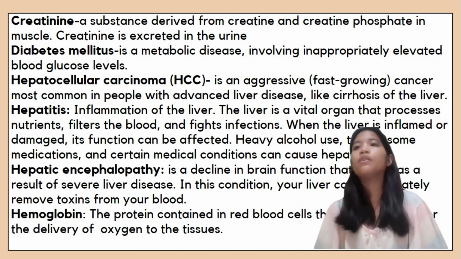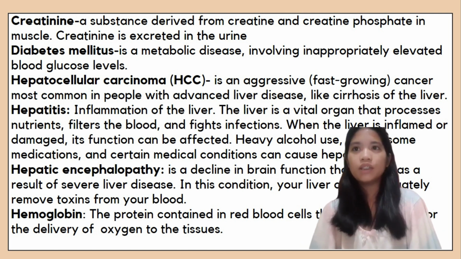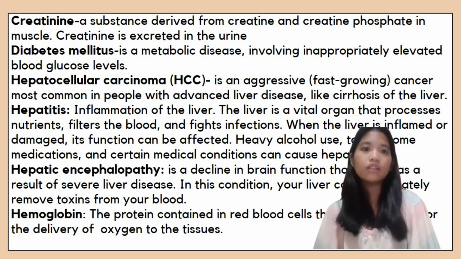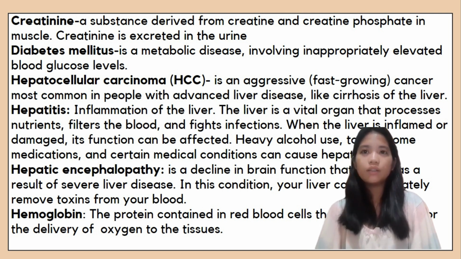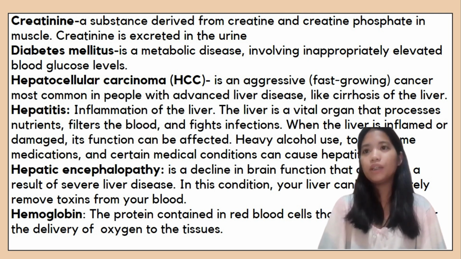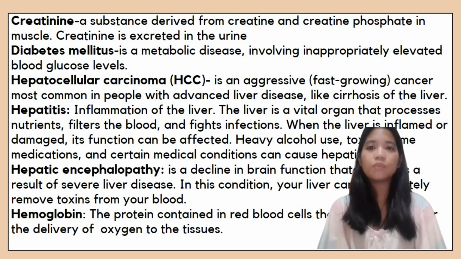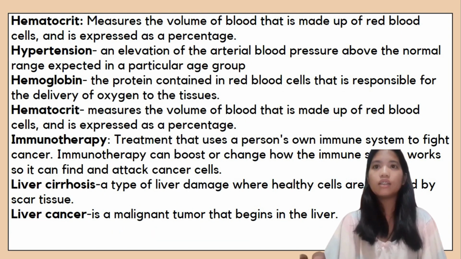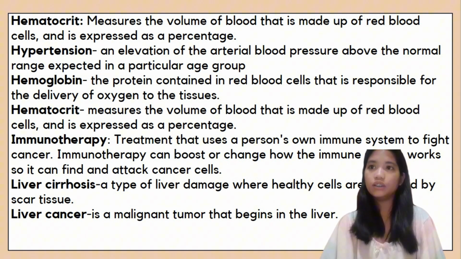Next is the hepatic encephalopathy. So it is a decline in brain function that occurs as a result of severe liver disease. So in this condition, your liver can't adequately remove toxins from your blood. So next is hemoglobin. Hemoglobin is a protein in red blood cells that is responsible for the delivery of oxygen to the tissues. Hematocrit measures the volume of blood that is made up of red blood cells and it is expressed as a percentage.